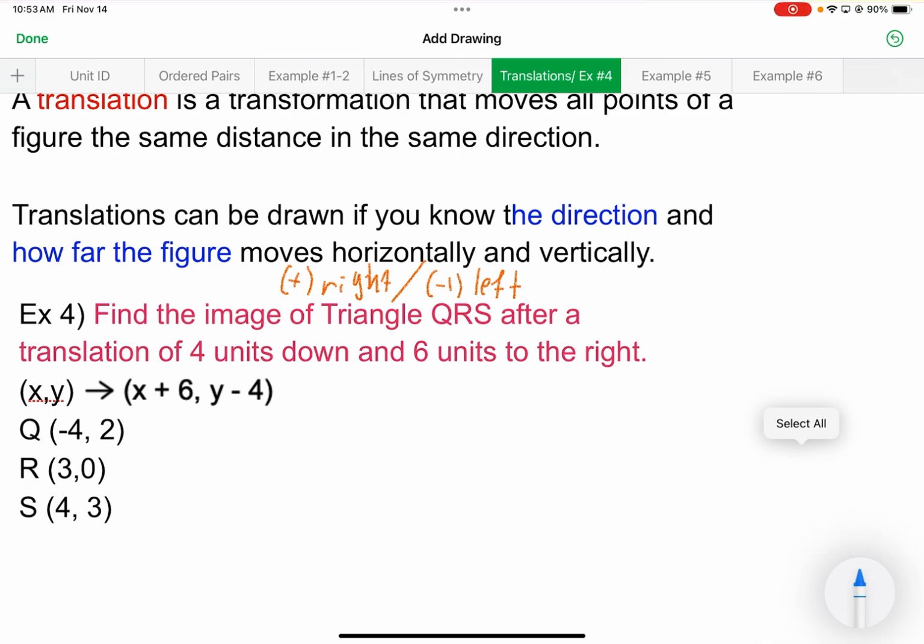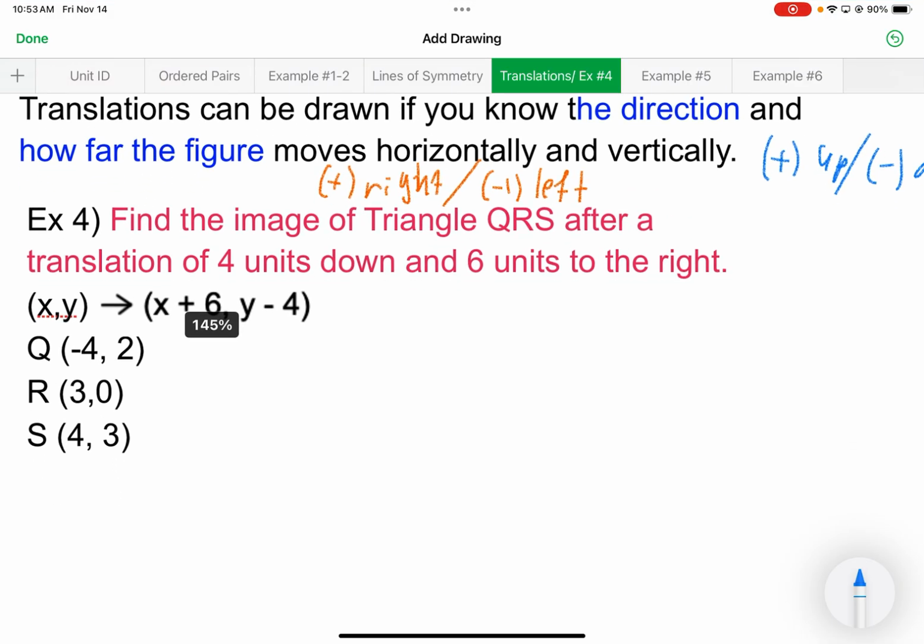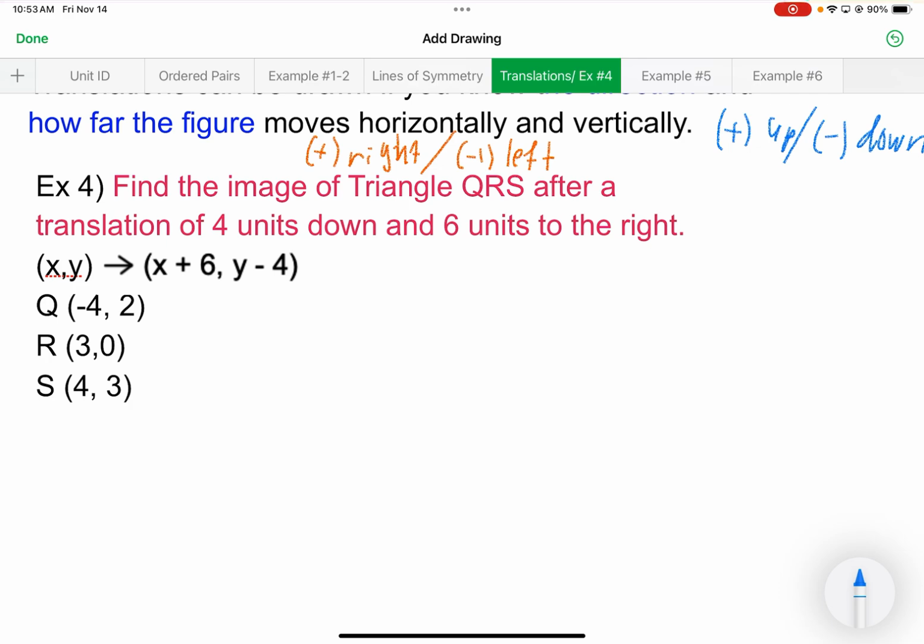And then vertically, that'd be up or down, right? If I'm going up, am I adding or subtracting? Adding. So plus is going to be up. If I'm going down, subtracting. So horizontally, if I'm adding, I'm going right. If I'm subtracting, I'm going left. Vertically is up and down. If I add, I'm going up. If I subtract, I'm going down.